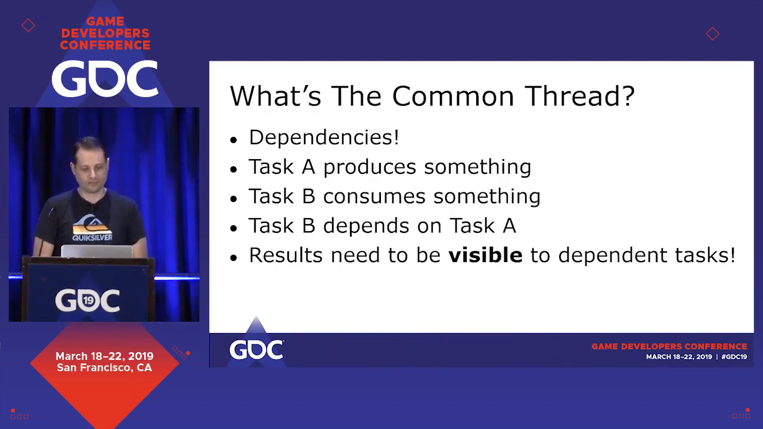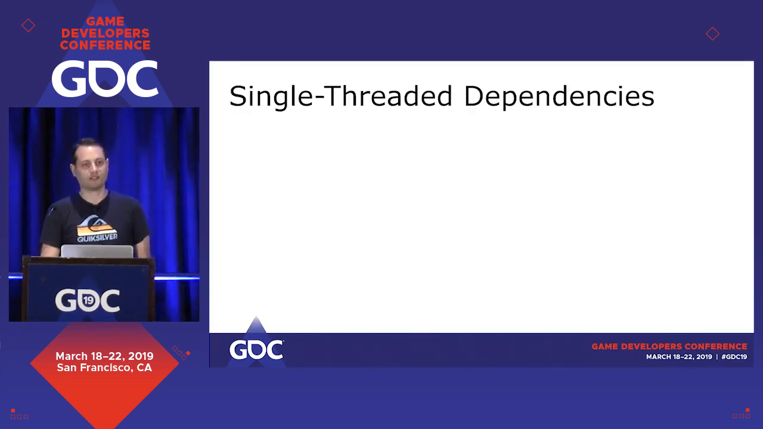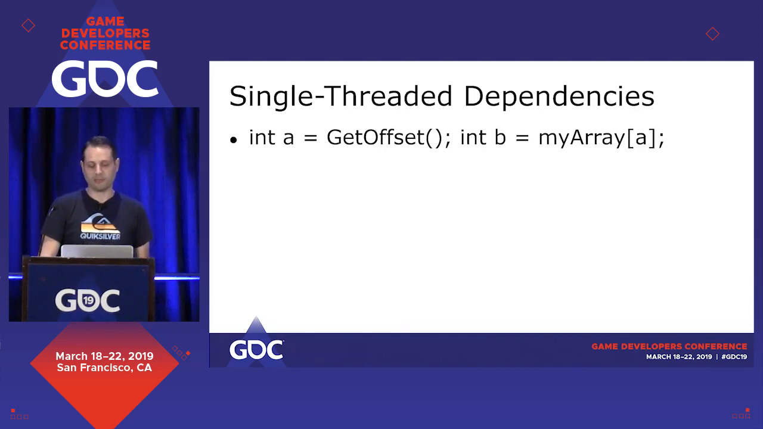You have to ensure that you have correct visibility of your data, which basically means that when your dependent task, like task B in this case, is going to read the data, you want to make sure that it reads and gets the correct results that it expects, and that there's no race conditions or cache issues or things like that. So when you're working in the single-threaded world, you don't normally think about your data dependencies in this way, but they're totally there, right?